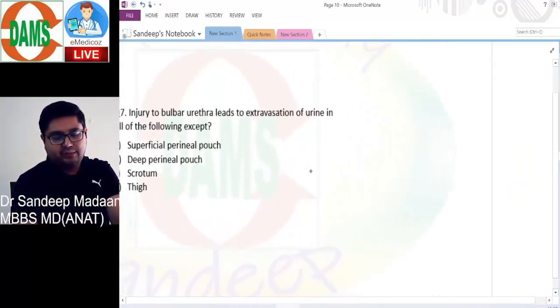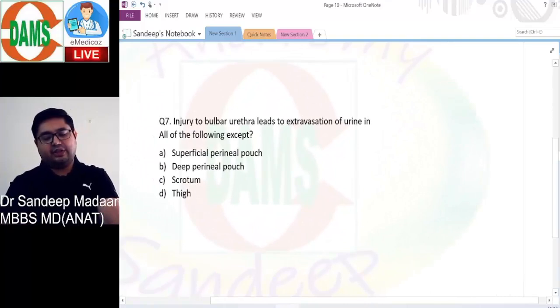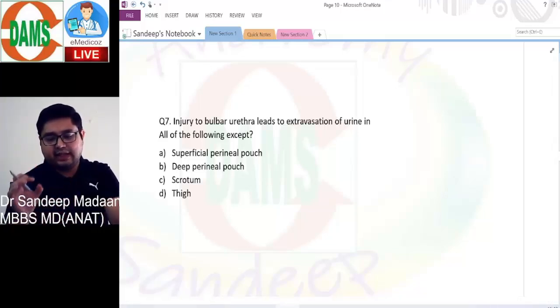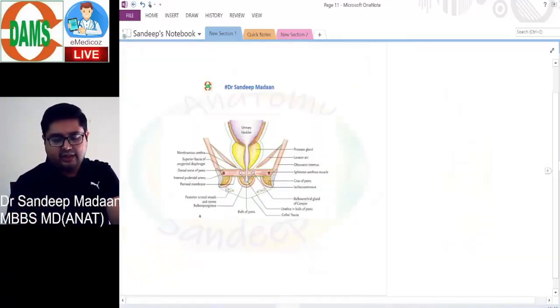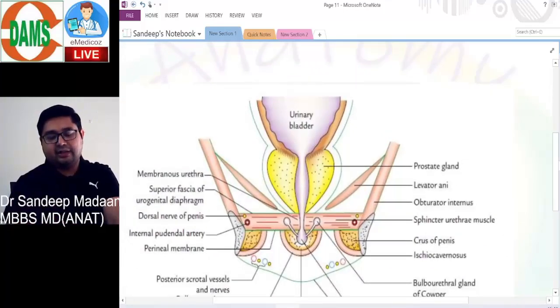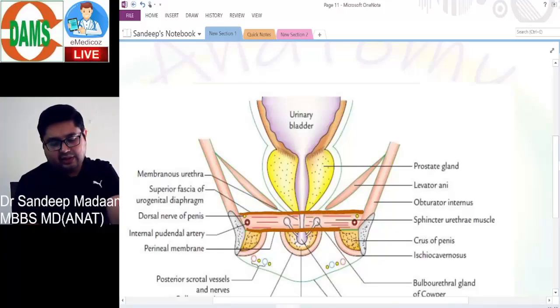Next question: injury to the bulbar urethra leads to extravasation of urine in all of the following except, and the choices are superficial perineal pouch, deep perineal pouch, scrotum, and the thigh. So let us discuss this area and the extravasation of the urine. Now understand this part. This is a section through the perineal region, and here you can see these 3 fascia particularly. This is the superior fascia of the urogenital diaphragm, this is the inferior fascia of the urogenital diaphragm, and this is the Colles fascia.